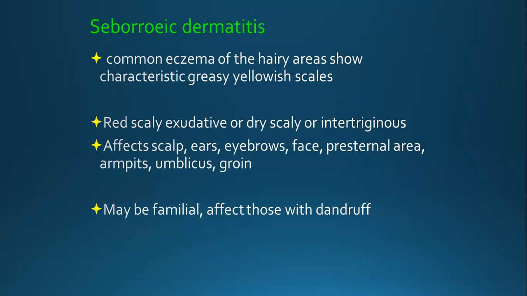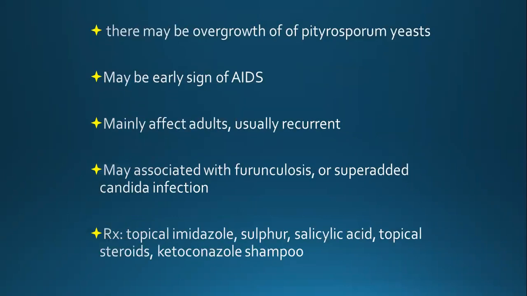Seborrheic dermatitis affects the scalp, ears, eyebrows, face, pre-sternal area, armpits, that is axilla, umbilicus, and groins. It may be familial and affects those with dandruff. There may be overgrowth of Pityrosporum yeast. It may be an early sign of AIDS, mainly affects adults, and is usually recurrent. It occurs after puberty, that is, it's under the influence of the hormones. It may be associated with other dermatological disorders like furunculosis or superadded candida infection.